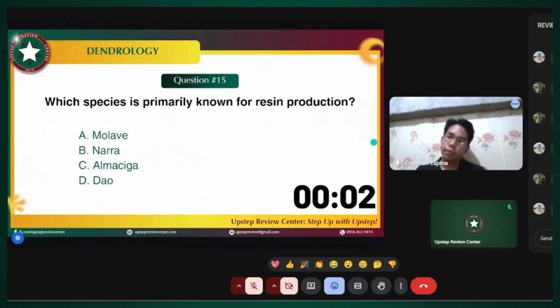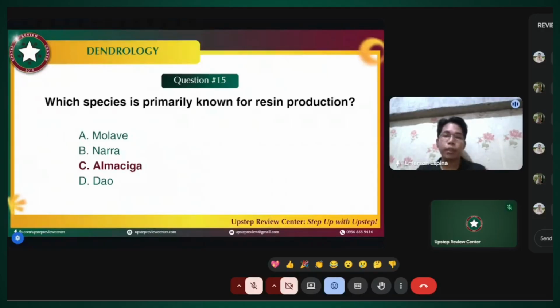Okay, time's up. Most of you answered letter C, and that is correct. The correct answer is letter C, Almasiga. So for this one, think of resin and then associate it with the Almasiga. Almasiga is also known as the best example for a gymnosperm species. Almasiga resin, rather, is the most commonly cited forest product. So in terms of other parts of the exam, not just the dendrology, Almasiga is almost always present. So take note of that or emphasize on that when you're reviewing.